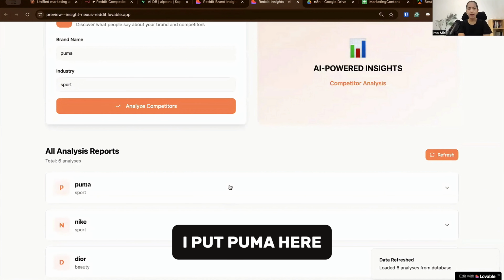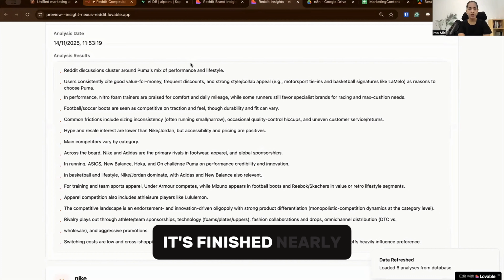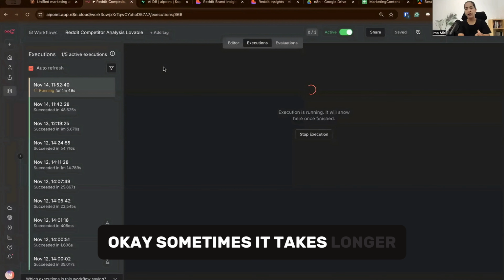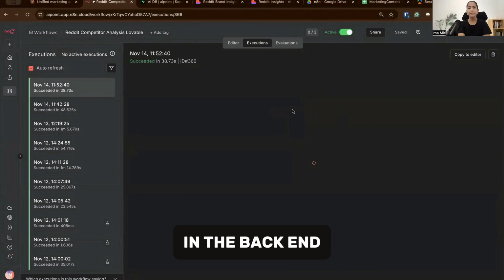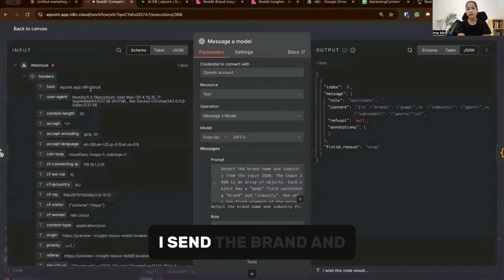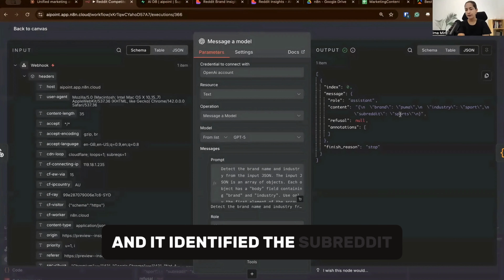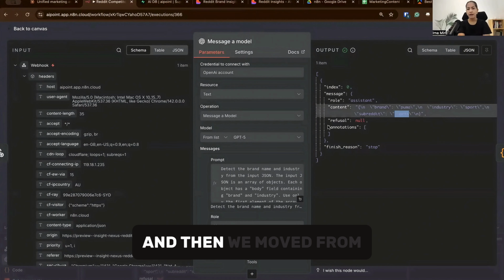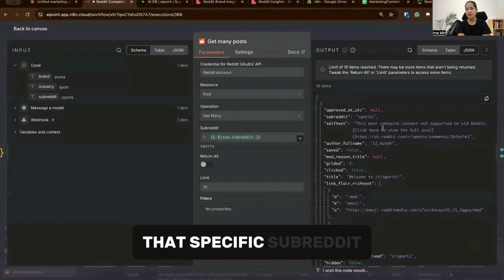I put Homo here. Homo is appearing here because it's finished nearly. Okay, sometimes it takes longer to show us, but actually it's already done in the backend. The display takes longer. You can see here in the first step, I send the brand and industry, and it identified the subreddit for me. And then we moved from there to get the discussions in that specific subreddit.